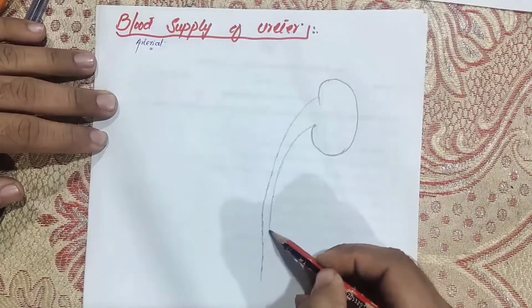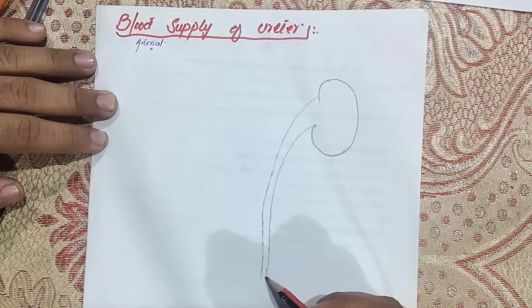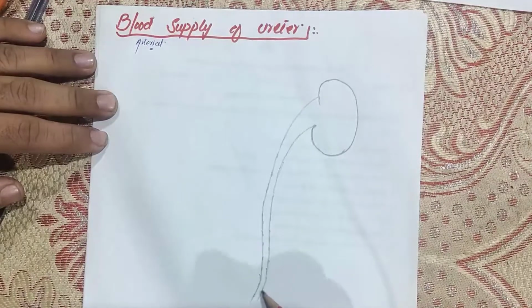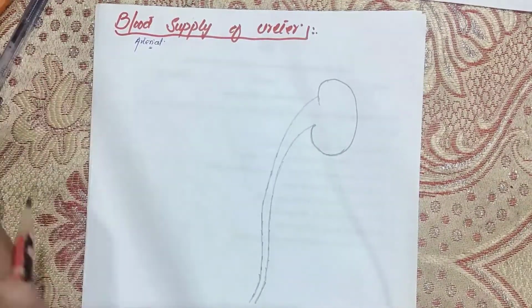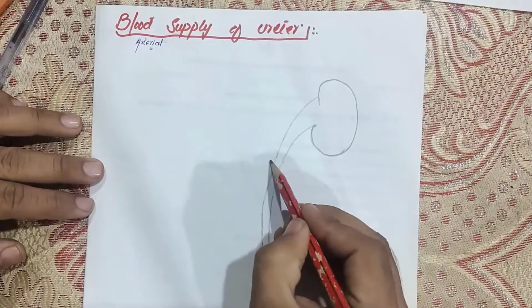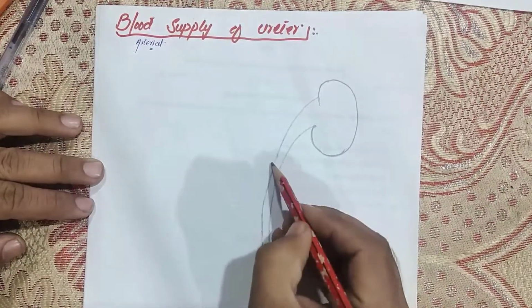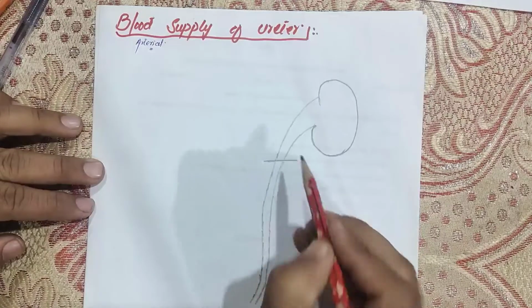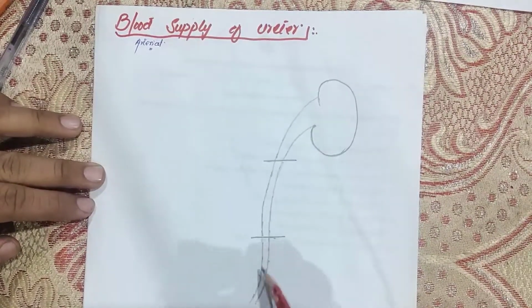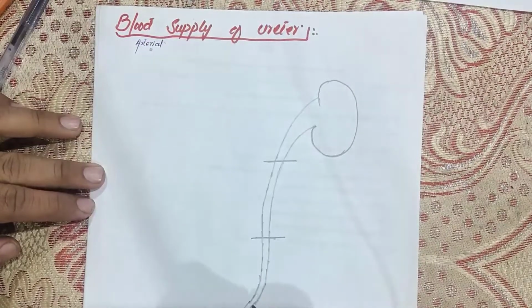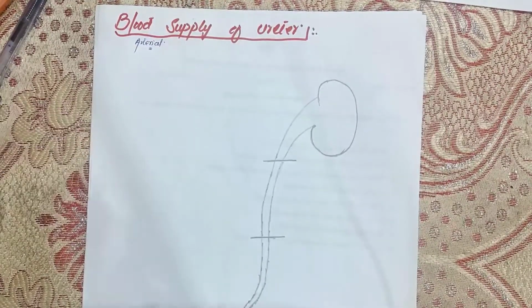To give arterial blood to your ureter, we will divide the ureter into three important parts. What are those important parts? There is first of all the upper part, then the middle part and the lower part. So here is your upper part, for example, then there is the middle part, and then there is the lower part of your ureter.